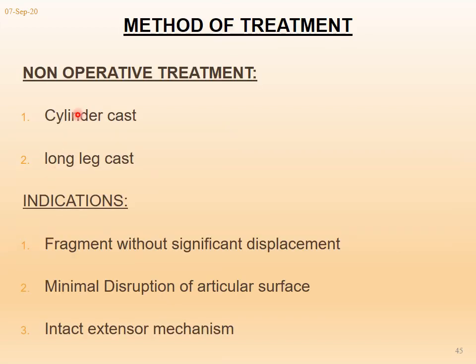Method of treatment, non-operative: if the fracture is undisplaced, we apply a cylinder or long leg cast. We keep it immobilized for 6 to 8 weeks, and then it is going to heal. Indication: undisplaced, without significant displacement, then we do non-surgical treatment. Minimal disruption of the articular surface, then we do non-surgical treatment. Intact extensor mechanism, if the patient is able to do an SLR or extension, then we opt for non-operative treatment.